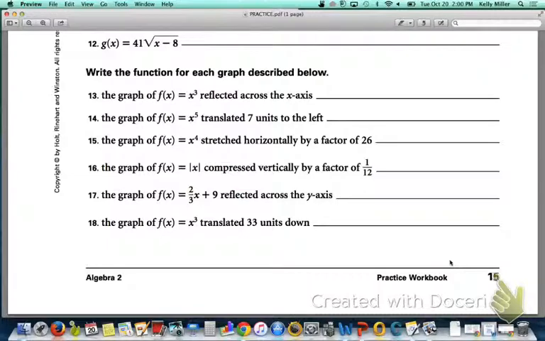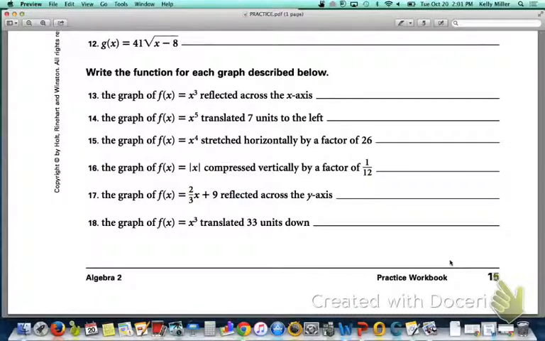Number 14. g of x is equal to. I need to translate 7 units to the left. So does that need to be inside parentheses or outside? Inside, okay, and then just put your fifth power out there. Is it going to be x plus 7 or x minus 7? Plus 7. Good.